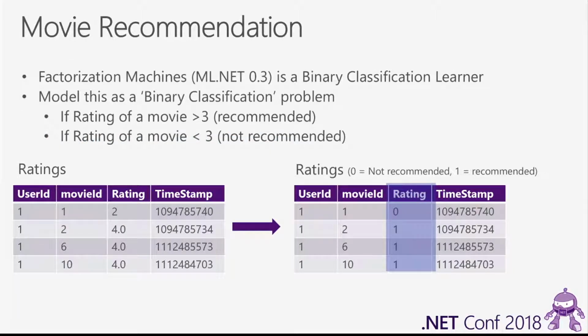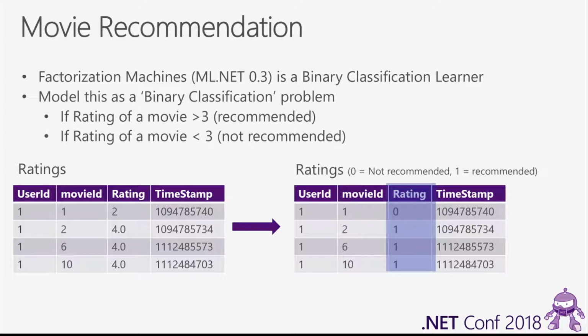So in our case, now that we know the data set, let's try to model this problem. What kind of ML task is this? We know we're doing recommendation, but there's a catch here. In ML.NET 0.3, we released factorization machines, which is a binary classification learner. What that means is that it can only tell between A versus B.